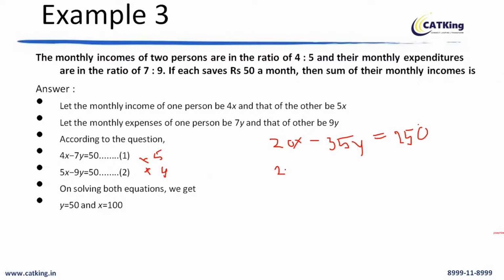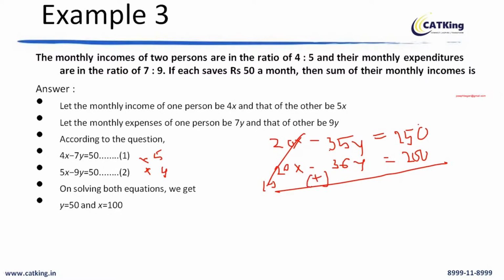So this becomes 20x minus 36y, which is equal to 200. Now when you subtract these two, the 20x gets cancelled. This minus 36y becomes plus 36y. So minus 35y plus 36y gives you y. And 250 minus 200 gives you 50.